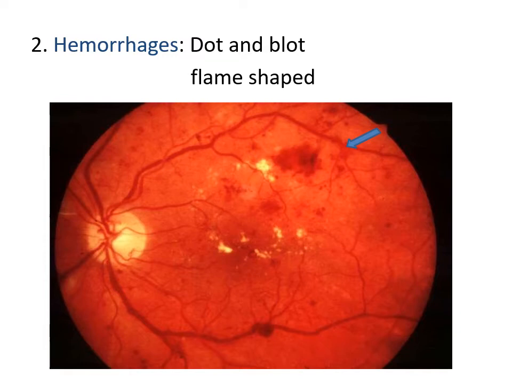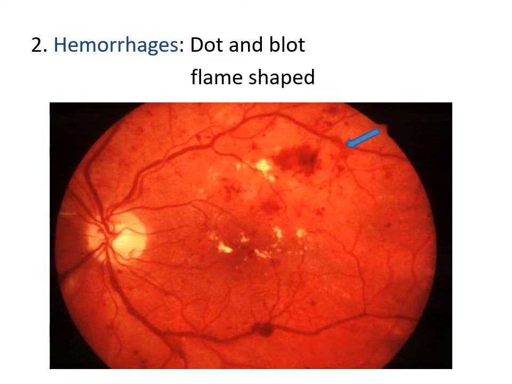So it will be a little bigger than the dot, but yet smaller. And the flame shaped hemorrhages are the larger hemorrhages. The difference in size is because the dot and blot hemorrhages lie in the deeper layers of the retina, whereas the flame shaped hemorrhages are superficial hemorrhages, hence their size is bigger. So dot and blot mainly occur between the outer plexiform layer and the inner nuclear layer, whereas the flame shaped hemorrhages occur at the retinal nerve fiber layer.